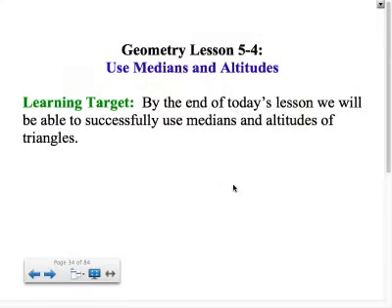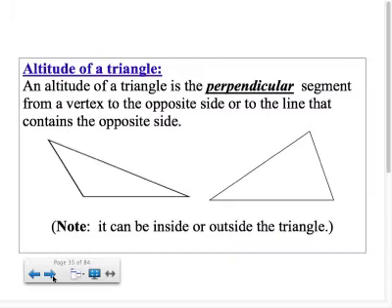In section 5.4, we're going to continue our discussion on different relationships that occur within triangles. And so today, in this video, we're going to be looking at medians and altitudes of triangles. So first of all, we need to know what that means, okay? The altitude is a fancy name for the height, okay?